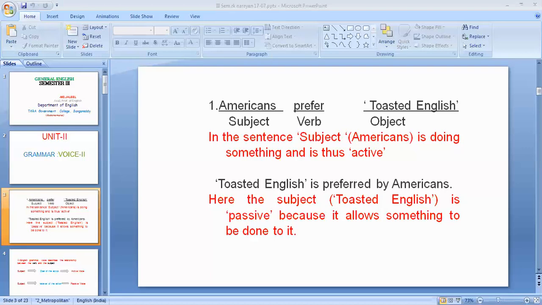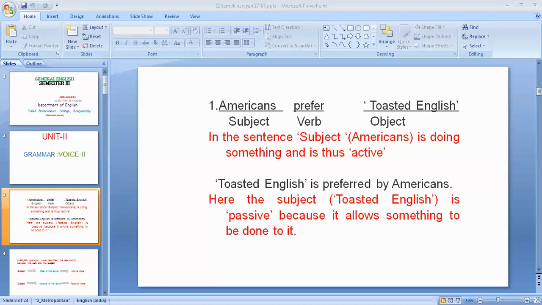So here Americans are the doer of the action. They are doing the action. Who are preferring? The Americans are preferring. So they can be called the subject in the sentence. The next question is, Americans prefer what? They prefer toasted English. So the verb prefer is doing some action on the words toasted English. So toasted English is the object in the sentence.